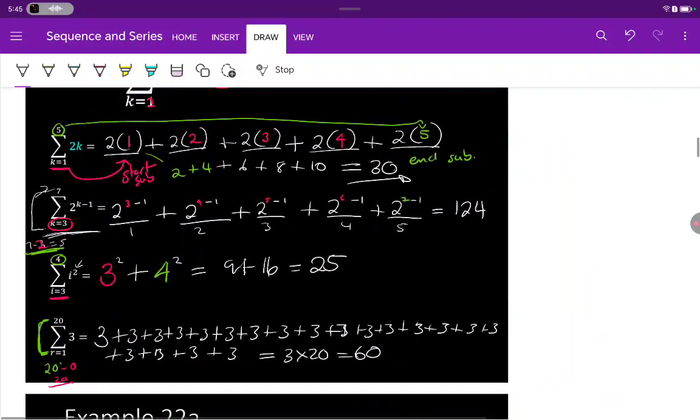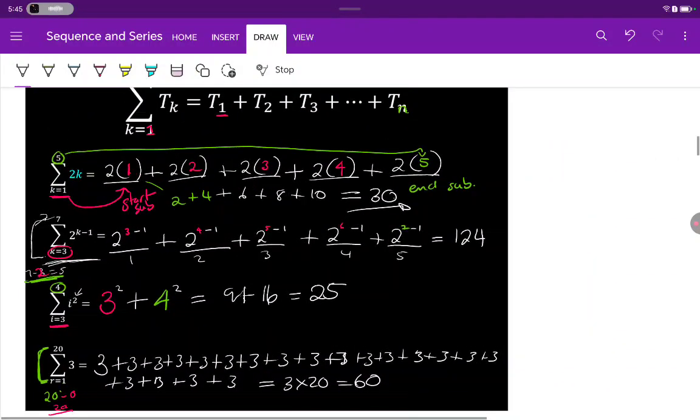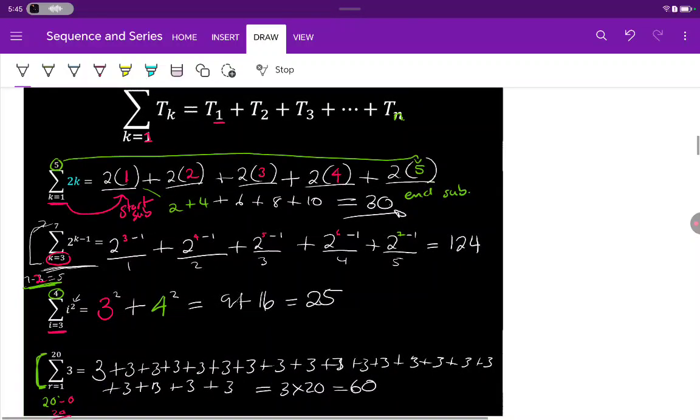This is your basic introduction to what sigma notation means. This is not how we will use it, but this is just to understand what the symbol actually means. So in our next video, we're going to start using it properly.